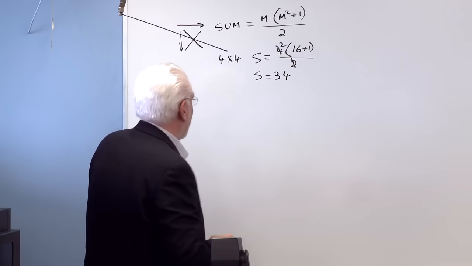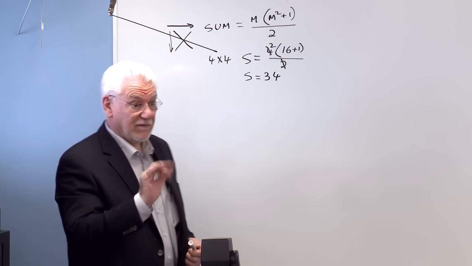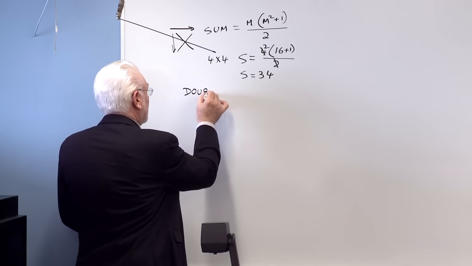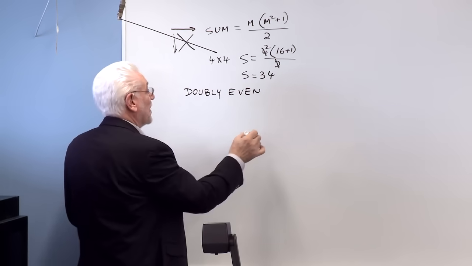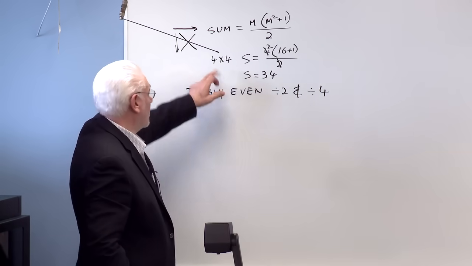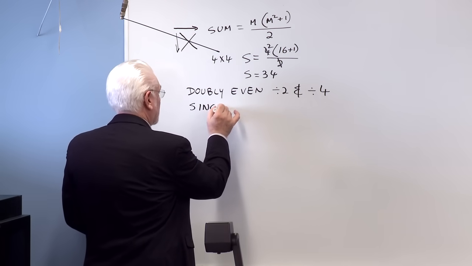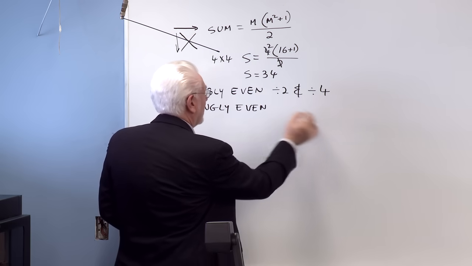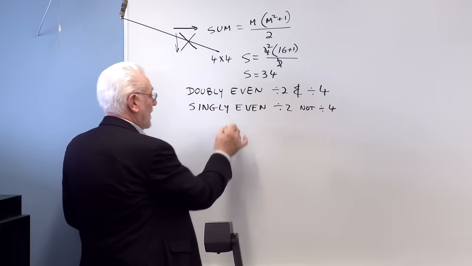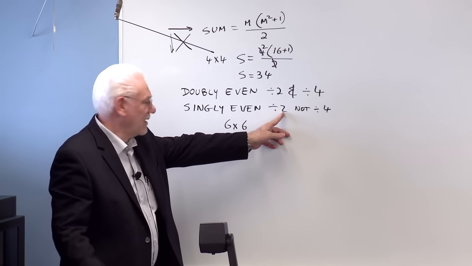Okay? Now, going a little bit more into magic squares, there are three types. Obviously, a 4x4 is an even magic square. It's called even. Not only even, but it's called doubly even. And the reason it's called doubly even is because it's divisible by 2 and it's divisible by 4. See, 4 is divisible by 2 and by 4. There is also a singly even type of magic square, which is divisible by 2, but not by 4. For example, a 6x6 is a singly even magic square because 6 is divisible by 2 evenly, but it's not divisible by 4.